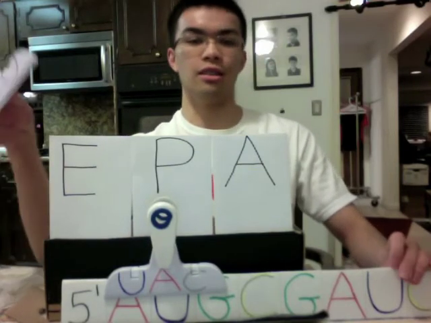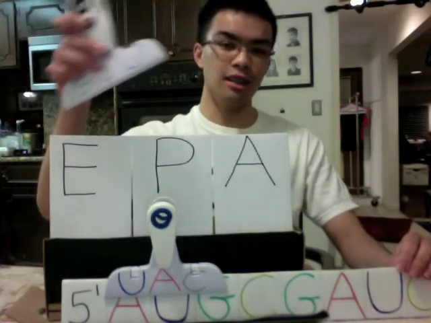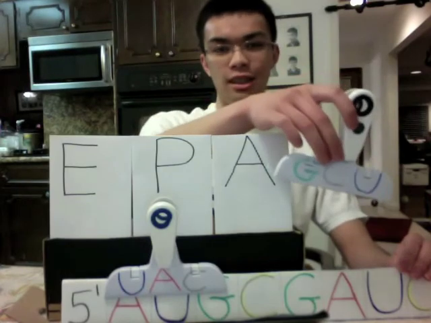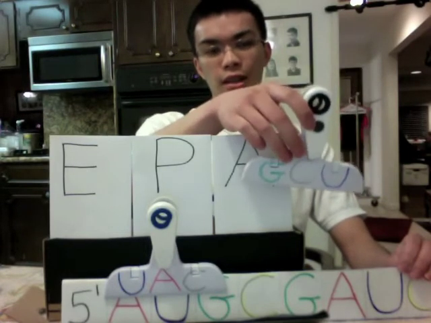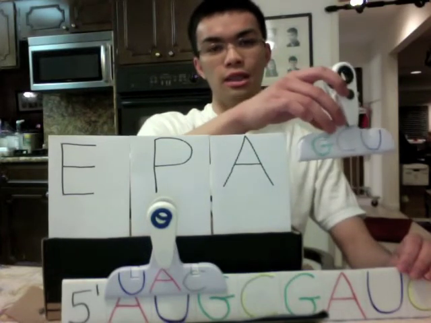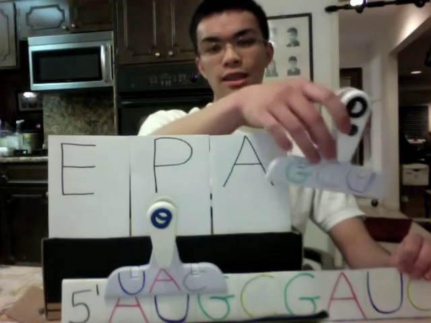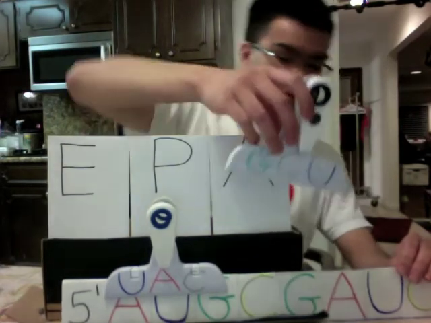Another tRNA with another amino acid approaches the A site on the ribosomal unit. If it contains the correct codon sequence specified by the mRNA, it will bind to the site, but if it does not, it will be turned away. In this case, GCU is complementary to CGA, so yes, it will bind to the A site.